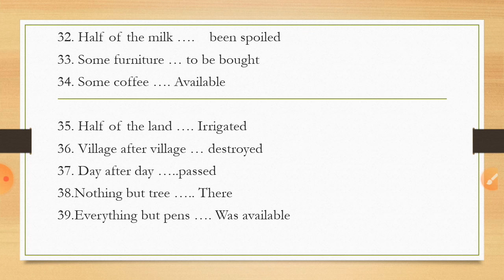And here the meaning of nothing but trees is there: it means there is nothing but only trees. And everything but pens was available means that over there everything was available except pens. So even in your colloquial language you can use this.